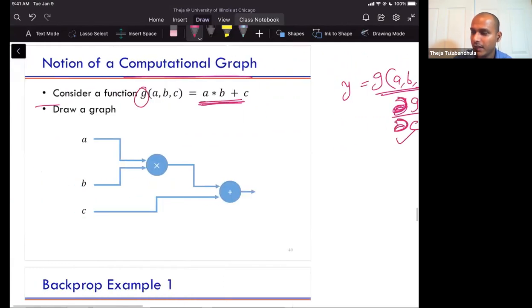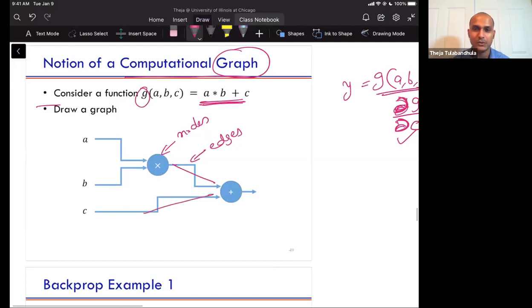So let's come back here. This function I can represent using a graph. And what is a graph? A graph is a collection of nodes, like these, and these are called edges. This doesn't have to be drawn like this; they can just be straight lines. This is just one way to draw a graph. So a graph is nothing but a collection of nodes and edges.